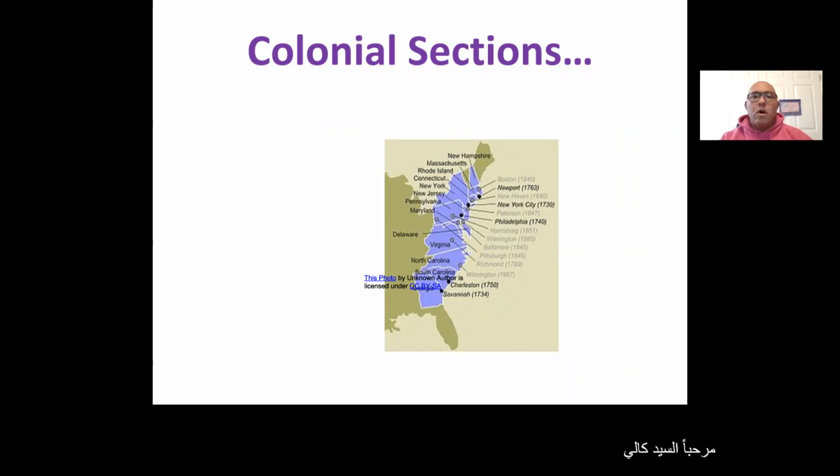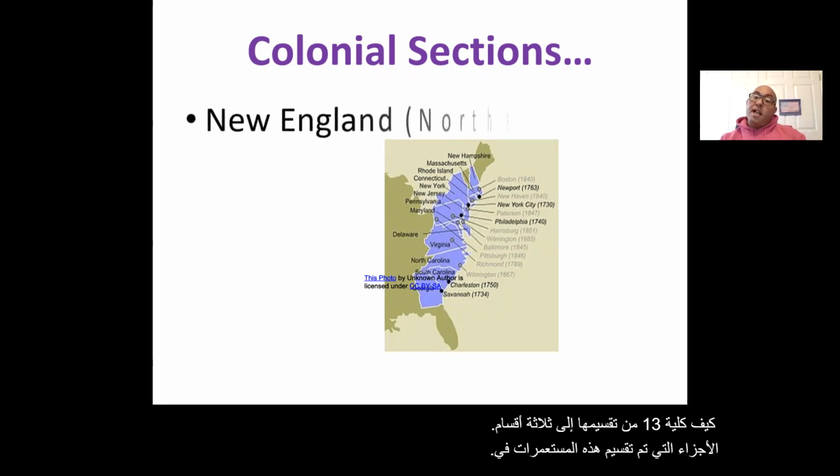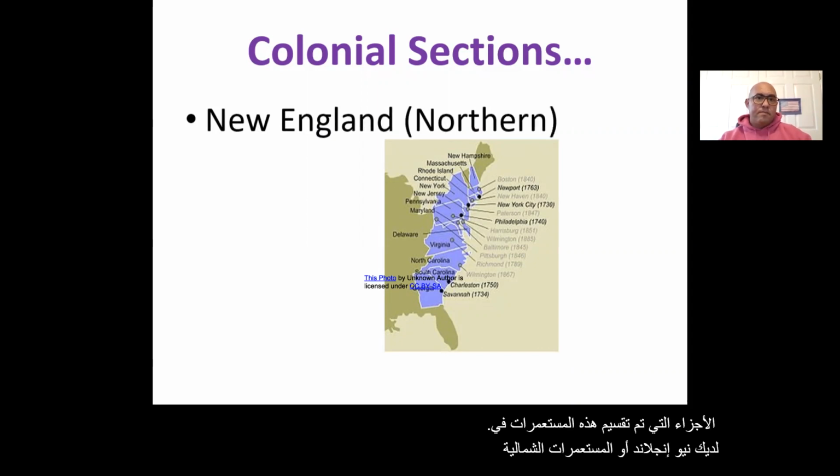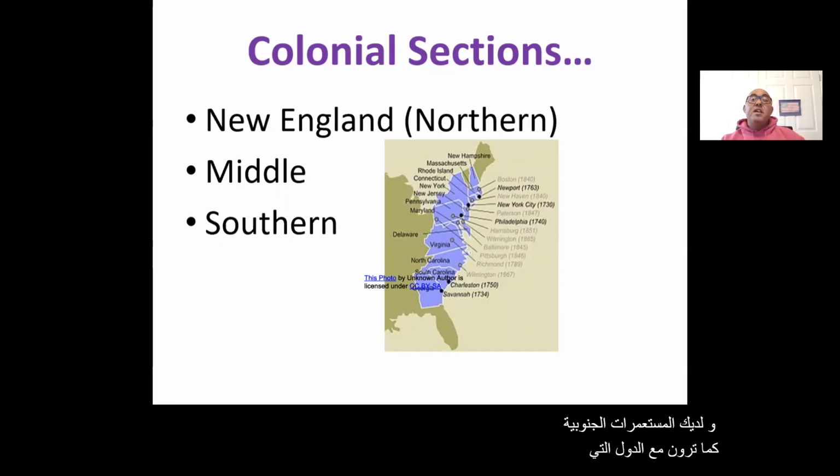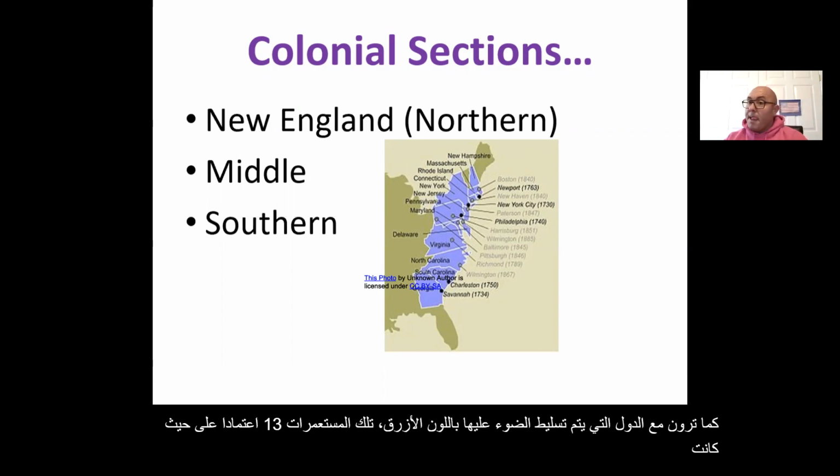Today we're going to talk about how the 13 colonies are broken down into three sections. The sections are New England or the Northern Colonies, the Middle Colonies, and the Southern Colonies. As you can see with the states that are highlighted in blue, those 13 colonies, depending where they were geographically on this map, determined what they did for a living. And we're going to go into that a little deeper in this lesson.